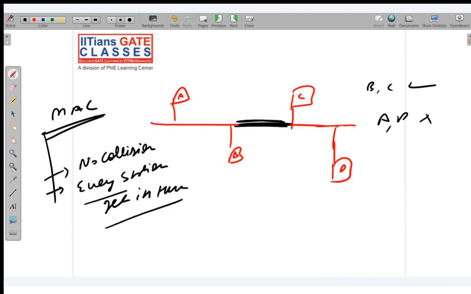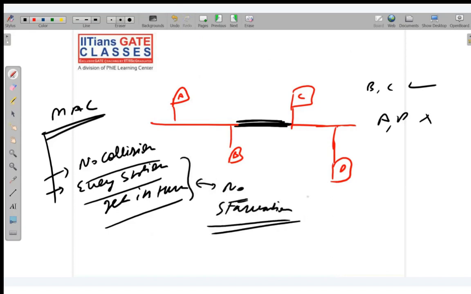If every station is not getting its turn, then what is the use of this layer? Directly or indirectly, there should be no starvation. Don't worry, starvation and all we will study in your operating system. Starvation means never getting the turn. There should be no starvation and there should be no collision. These are the two basic responsibilities of the MAC sublayer, or media access control.